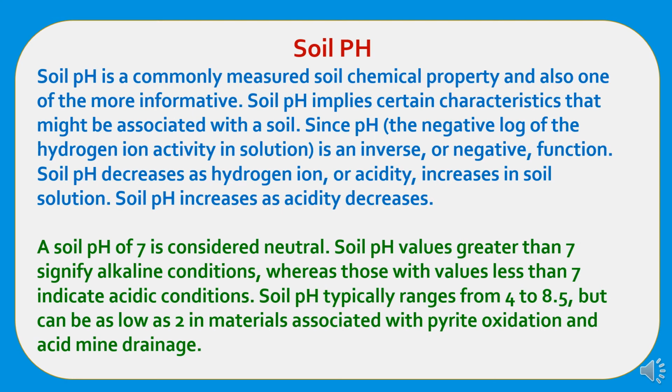A soil pH of 7 is considered neutral. Soil pH values greater than 7 signify alkaline conditions, whereas those with values less than 7 indicate acidic conditions. Soil pH typically ranges from 4 to 8.5, but it can be as low as 2 in material associated with pyrite oxidation and acid mine drainage.